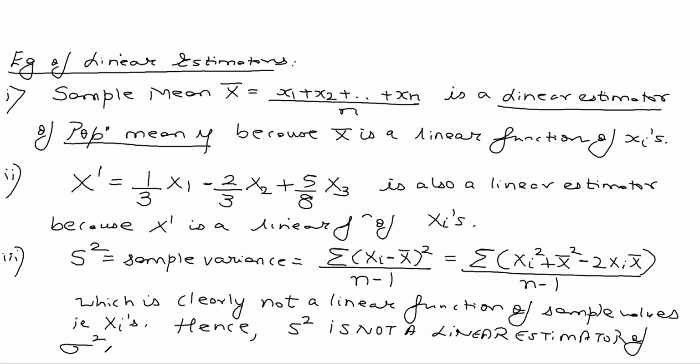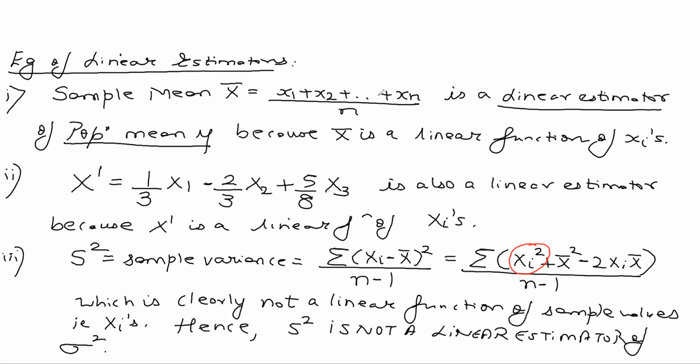All of us know that the sample variance is used to estimate the population variance. But sample variance is not a linear estimator. Why is it not a linear estimator? Because it is not a linear function of the sample values. You can see that the xi's are coming in square terms, xi square. So it's not a linear estimator.